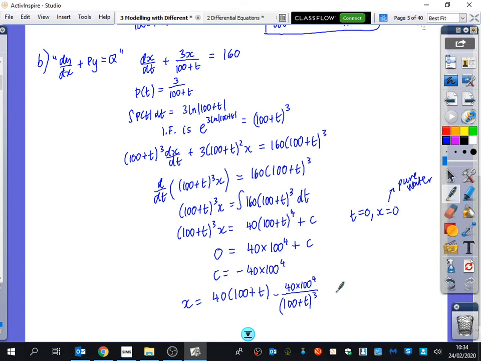All okay? Could they ask you what the meaning of c is? No, it doesn't really have a meaning. It's just the constant of integration. It's going to be dependent on what those initial conditions were that we had, right?